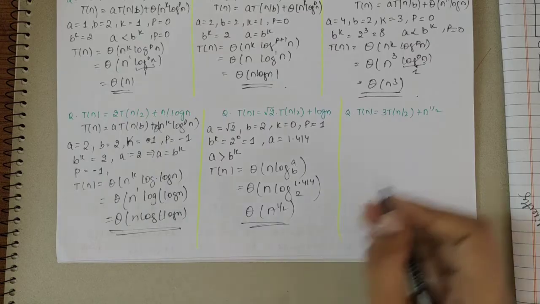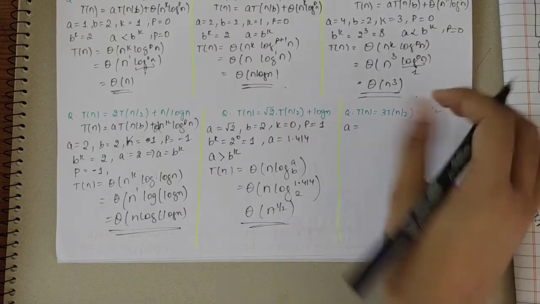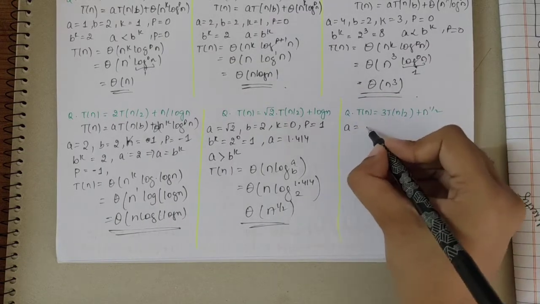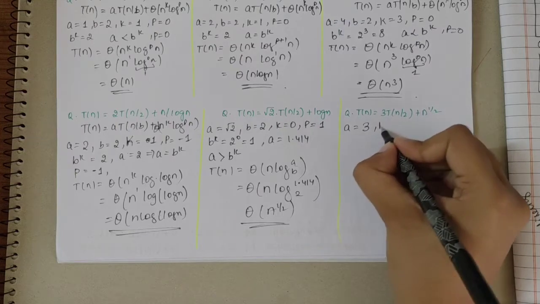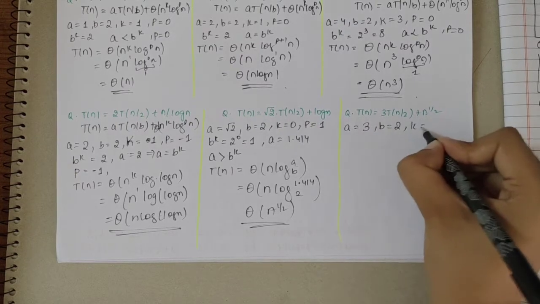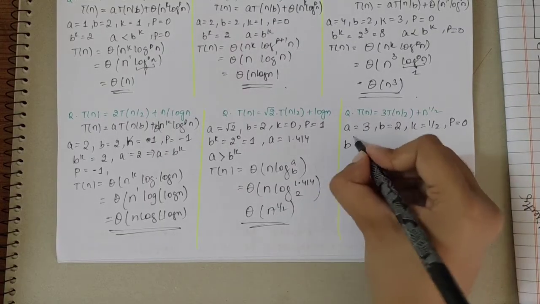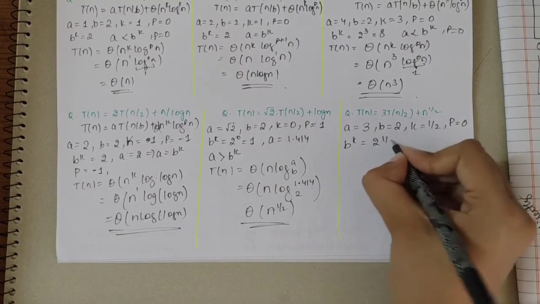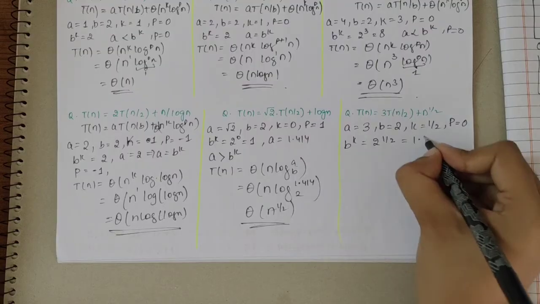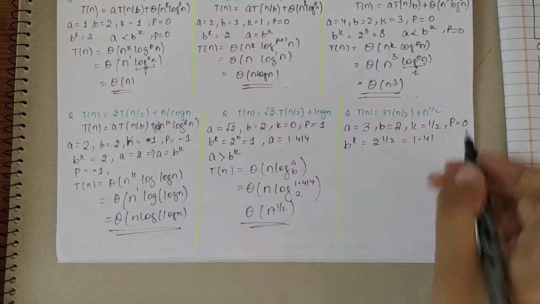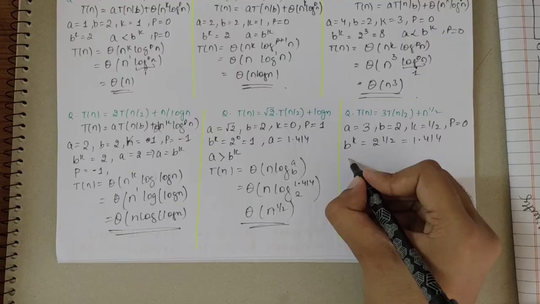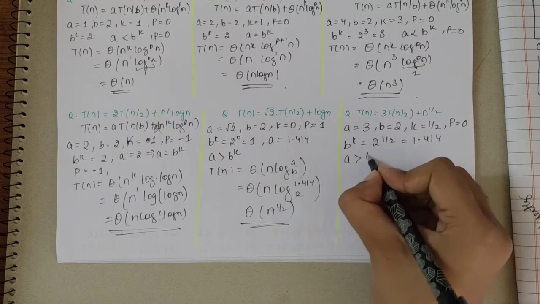Next I have this recurrence equation, the last one. I can get a value as 3, b value as 2, k value as 1/2, and there is no log part, so p value is 0. So b^k, if I write 2^(1/2), what is 2^(1/2)? 1.41, the same thing, 1.414. Okay, so I can write a is greater than b^k.